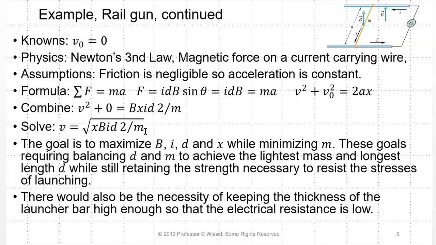There would also be a necessity of keeping the thickness of the launcher bar high enough so the electrical resistance is low. Because it's going to take a fair amount of current to do this, and you don't want to melt your bar here and have it stick to the rails.